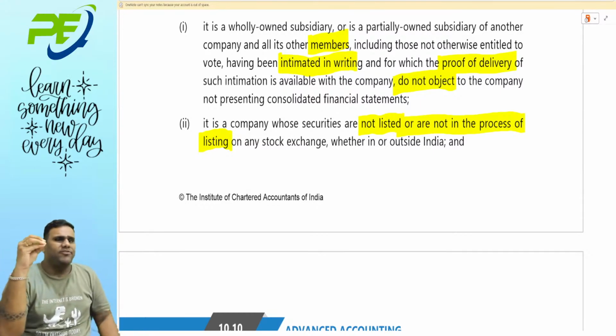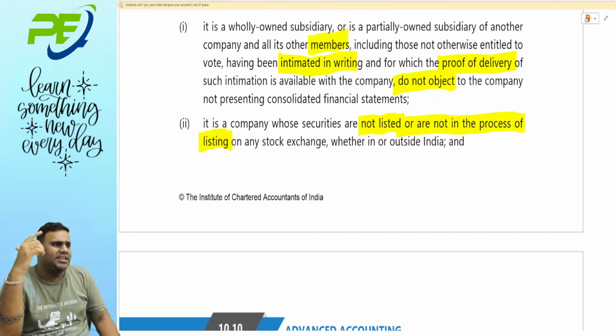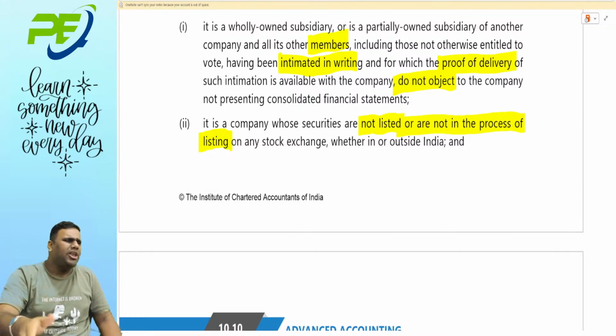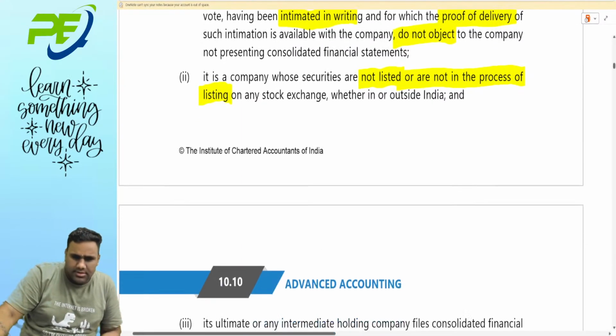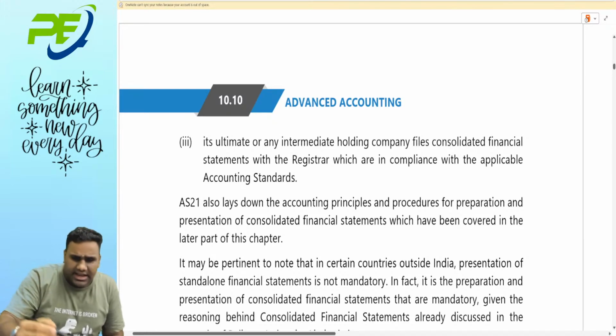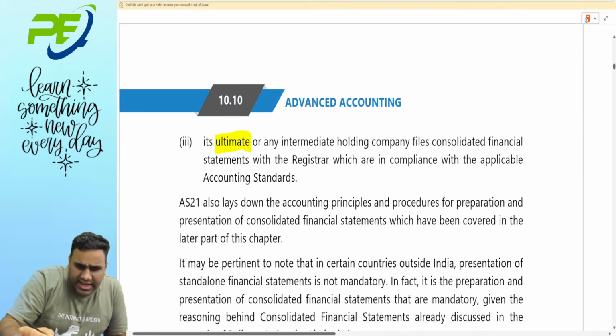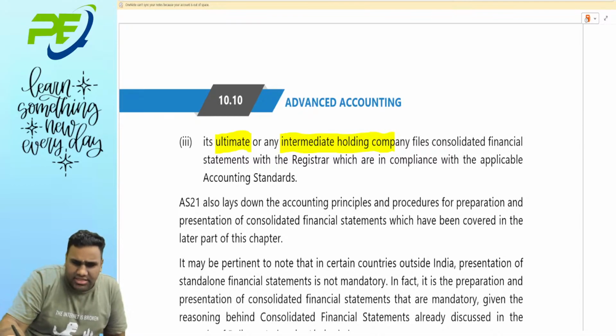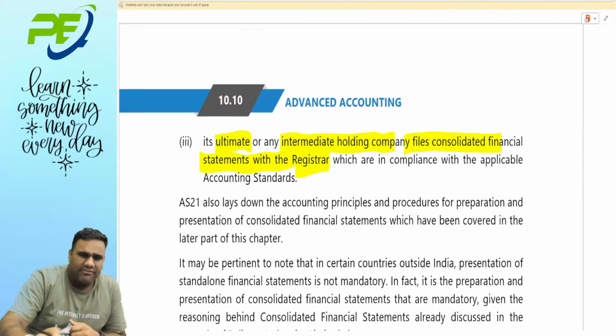Okay. So we have seen listed company is that company which is listed in recognized stock exchange. Now, it is not listed and neither it is in the process of listing. Simple logic, public is not involved at large. Then why do you have to give so much of information? And its ultimate or intermediate holding company files consolidated financial statement with registrar.